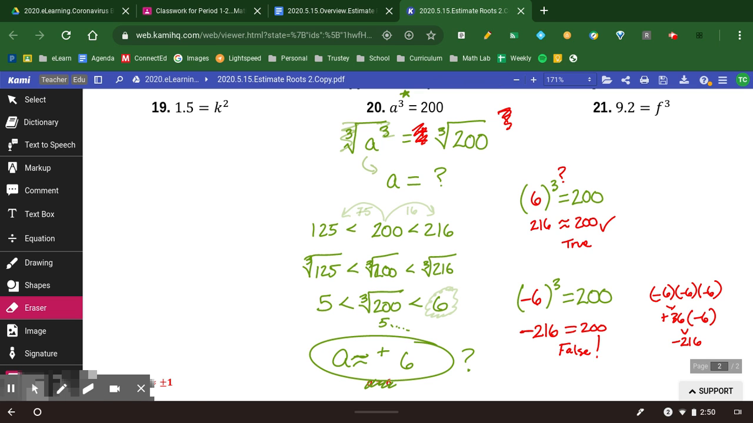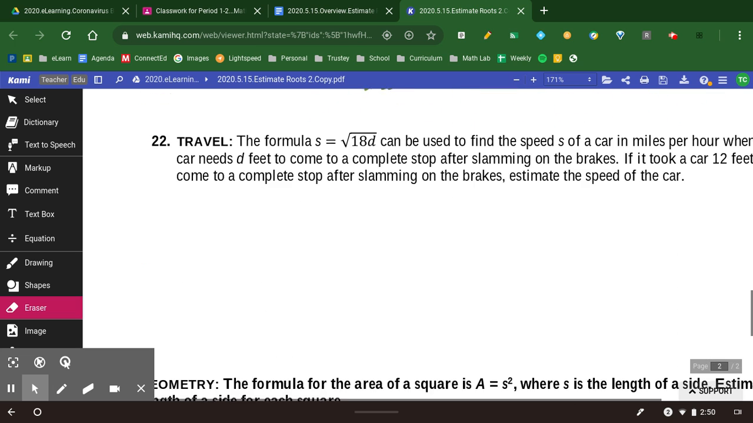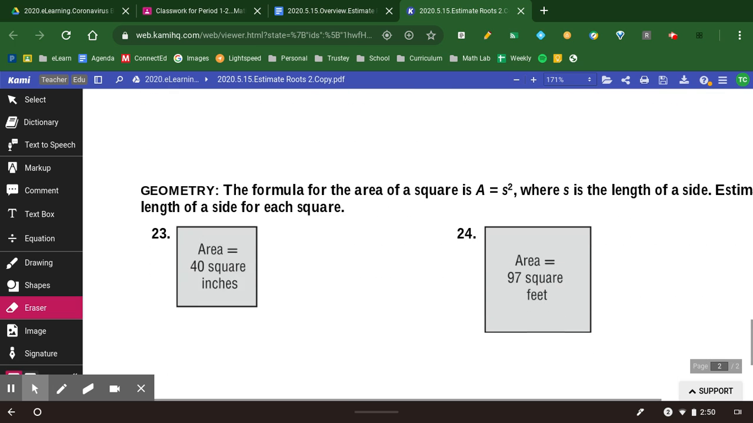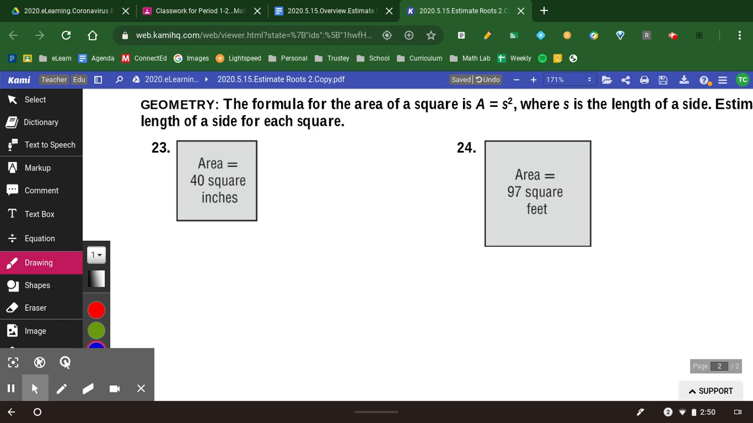Now, I could stop here. You could stop here and continue the assignment. I think I'm going to do one more problem. We're going to talk about how to use what we've just learned in real life. So let's say we really have a square. We've got 40 square inches.